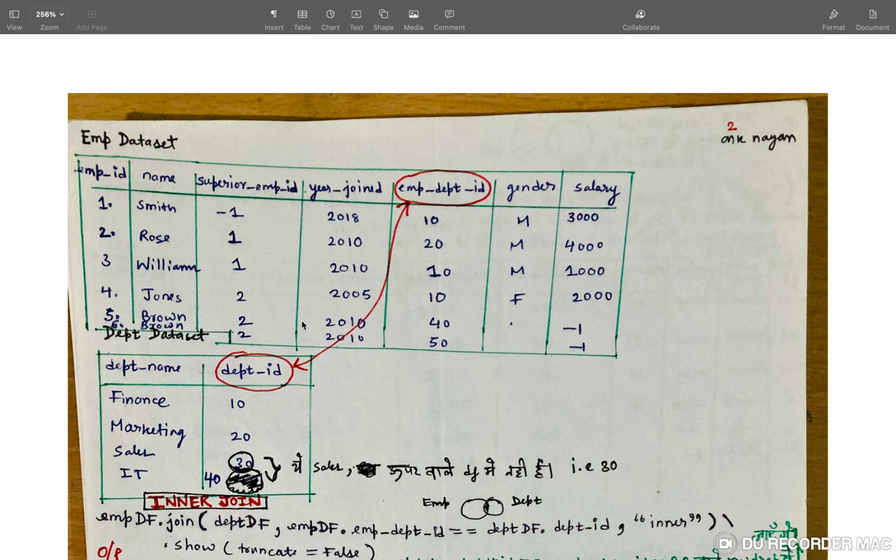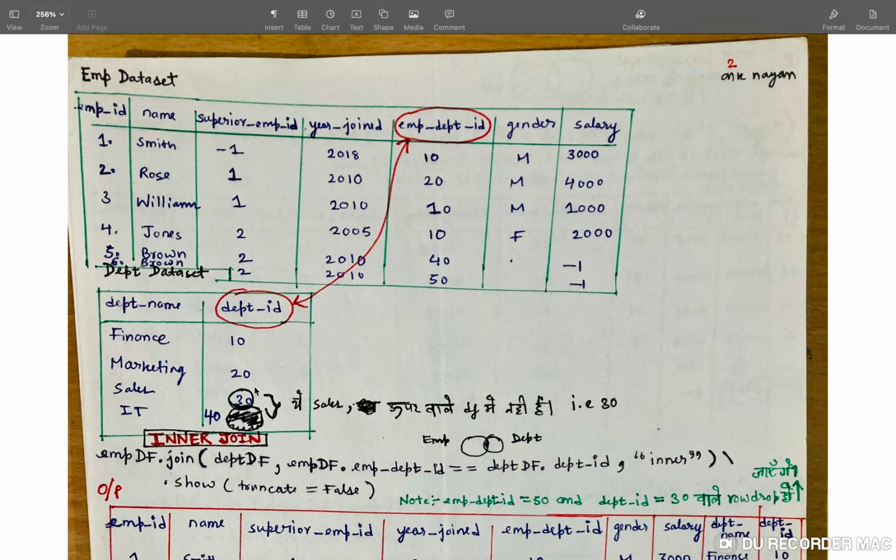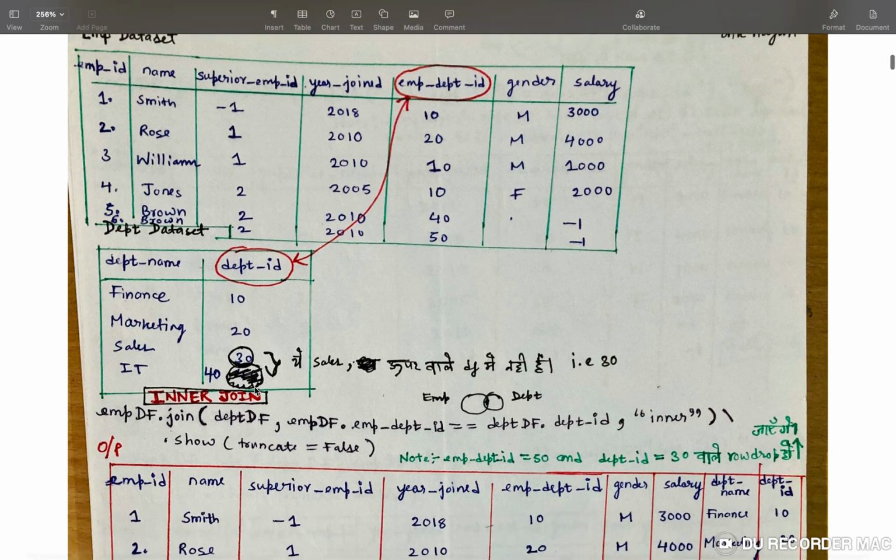Here column employee ID is unique on the employee data set, as you can see, and department ID on the department data set is unique. Employee department ID and department ID are common among both data frames, on which we are going to join. So this is the condition, right?